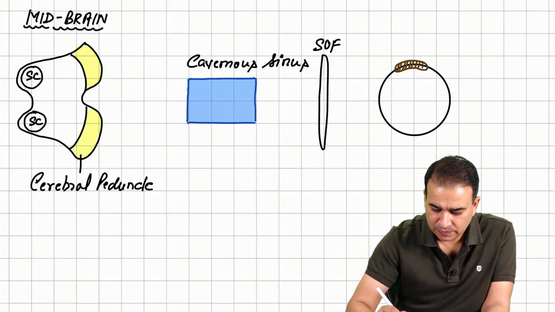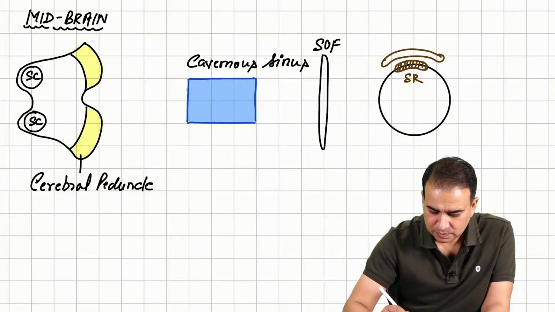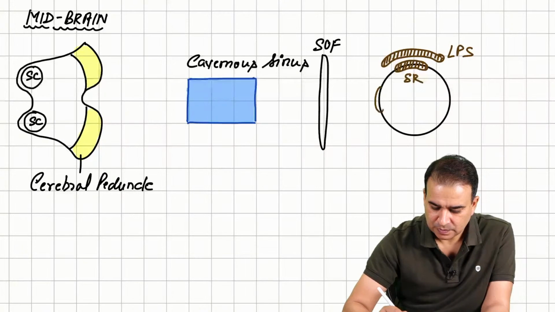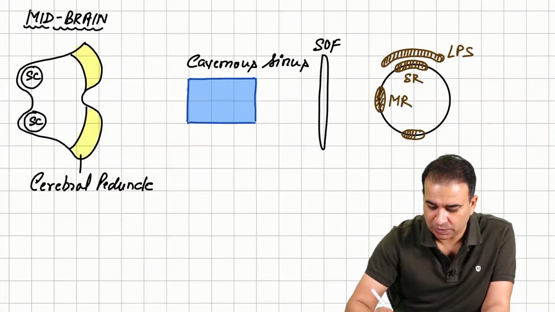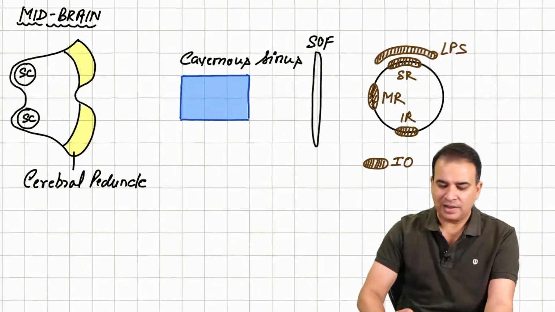So this will include the superior rectus. Above the superior rectus we have the LPS, the levator palpebrae superioris, and then the medial rectus. I'm just marking those muscles which are supplied by the third nerve. We're not going to put the superior oblique and lateral rectus in this. So this is the inferior rectus, and let's say this is the inferior oblique, coming from the floor of the orbit. So no lateral rectus or superior oblique in this.